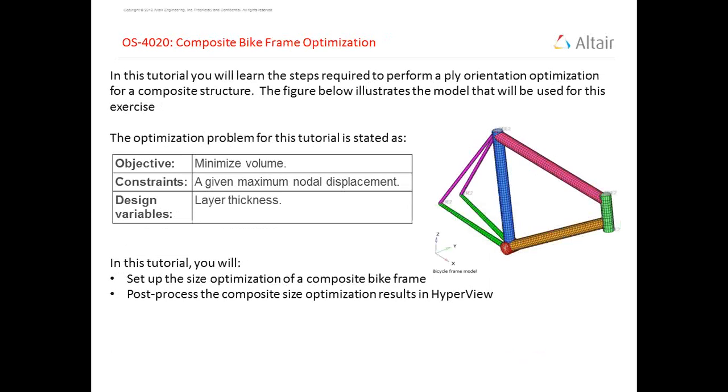So in this tutorial, you will learn the steps required to perform a ply orientation optimization for a composite structure. The figure below illustrates the model that will be used for this exercise. My optimization problem for this tutorial is stated as, my objective is to minimize the volume. My constraint is the given maximum nodal displacement. My design variables are layer thicknesses. So in this tutorial, we will see how to set up the size optimization of a composite bike frame and post-process the results of composite size optimization in HyperView.